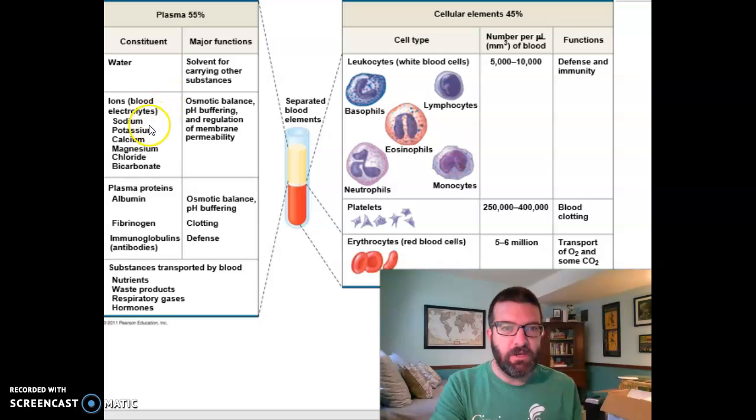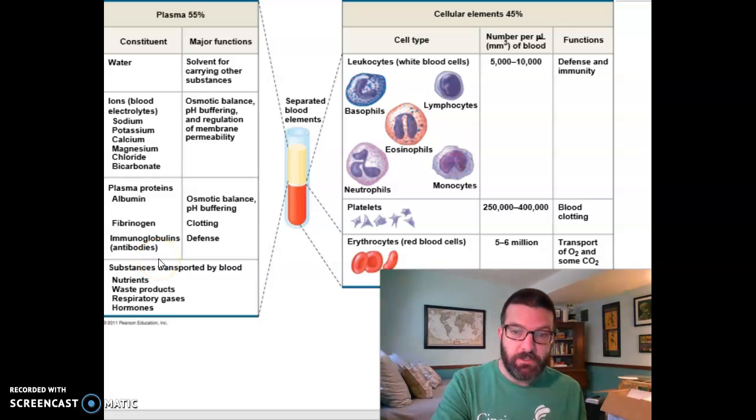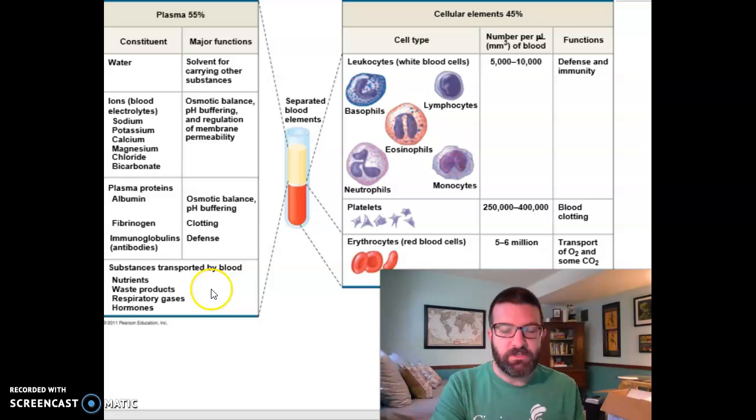And that includes electrolytes like sodium and calcium and things like that. Buffers, also proteins like albumin, fibrinogen, immunoglobulins, which are antibodies, which are pretty relevant these days. And then nutrients like glucose and amino acids, waste products like urea, respiratory gases like CO2, things like that. And then hormones. Hormones have to be transported through the blood plasma.